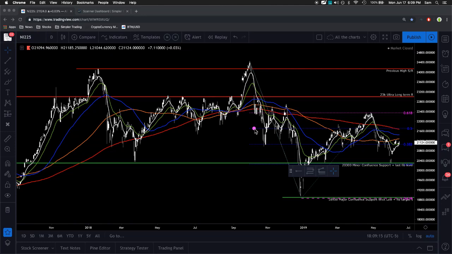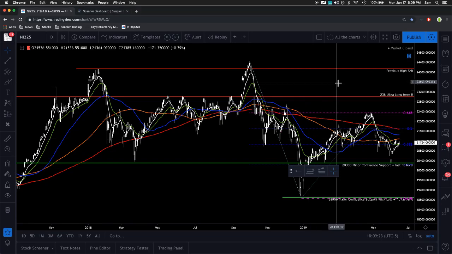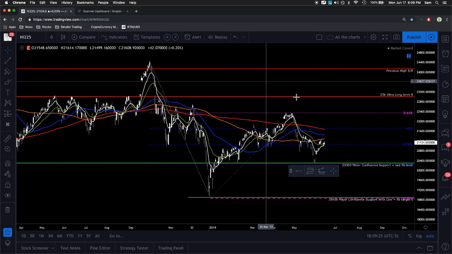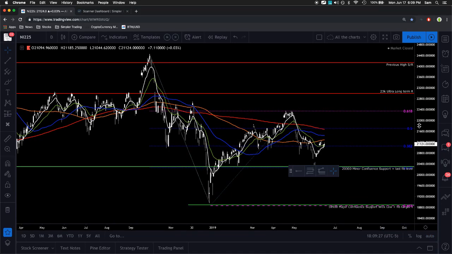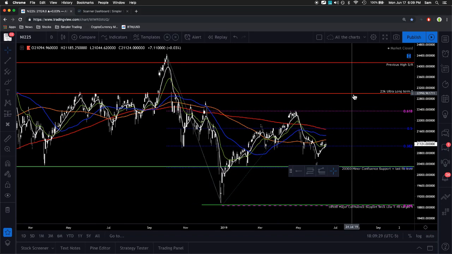So let's dive into the significance of this chart. Going into this move here, most recently, we recently had a pretty big down move in the market, followed by a big up move in the market. So I just want to point out a couple of things to you guys here.